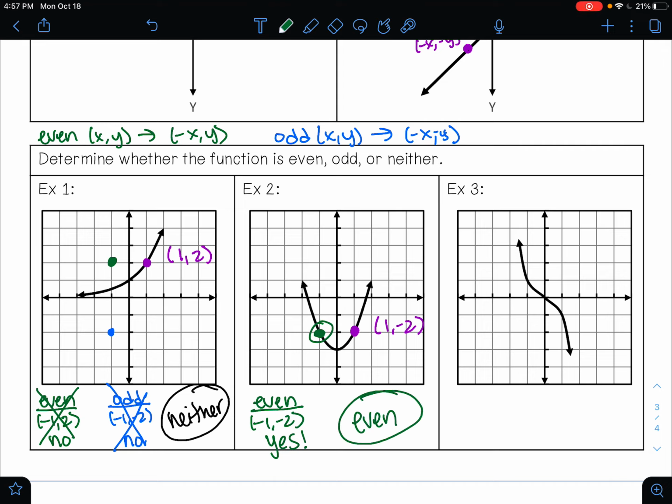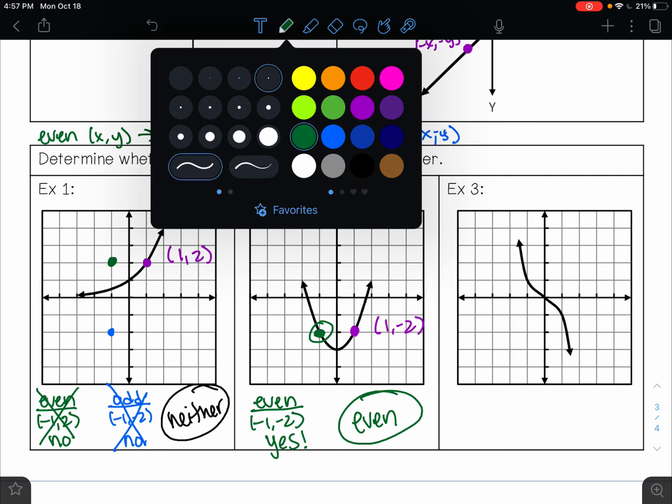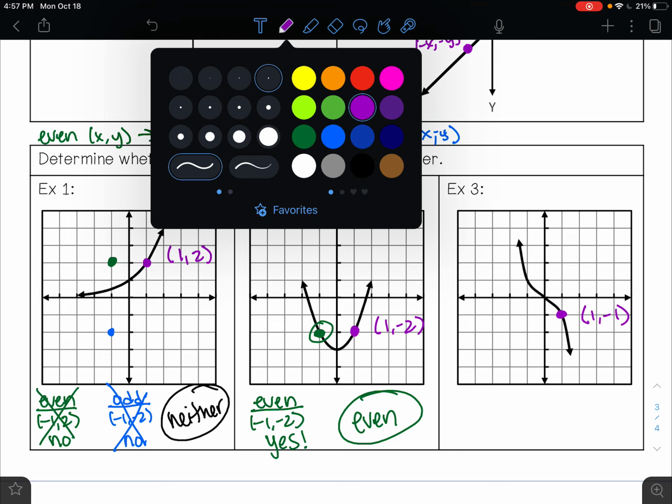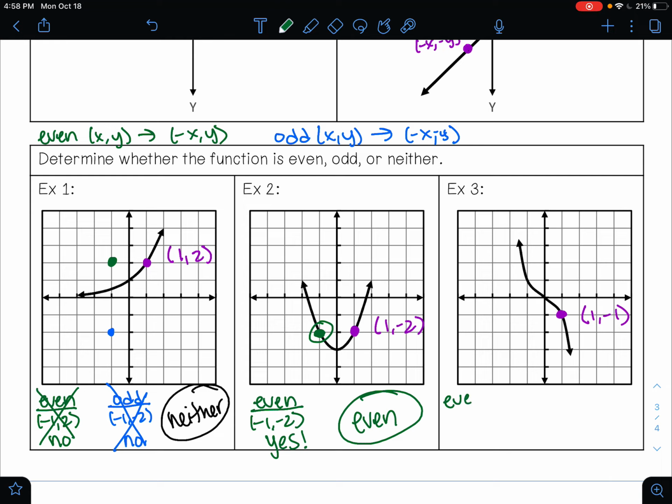If we look at the next one, I'm going to pick a point. It doesn't matter which point you pick. I'm going to pick this point right here. This is the point (1, -1). In order for this graph to be even, the point (-1, -1) would need to be on the graph. Is this point on the curve? No. So it's not even.